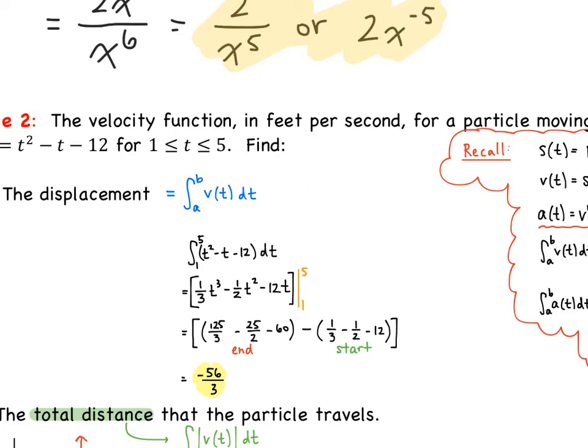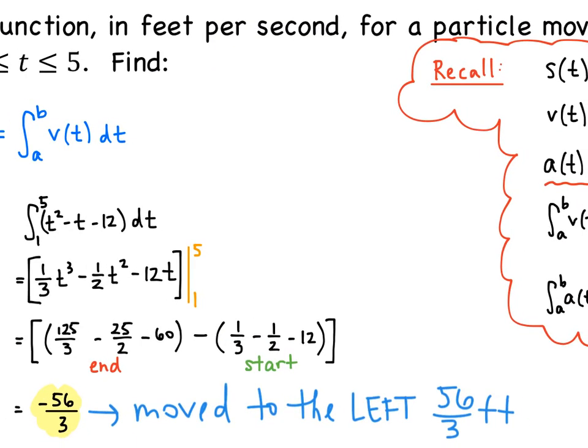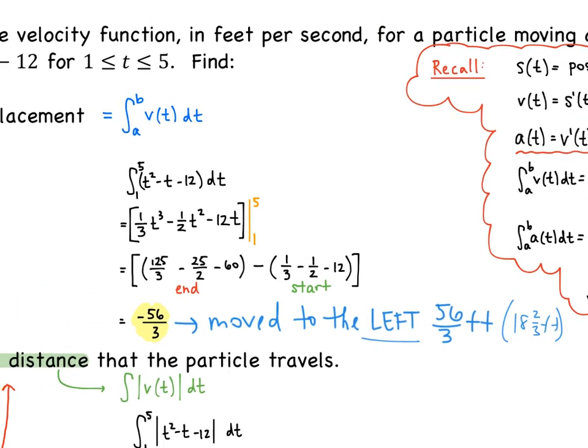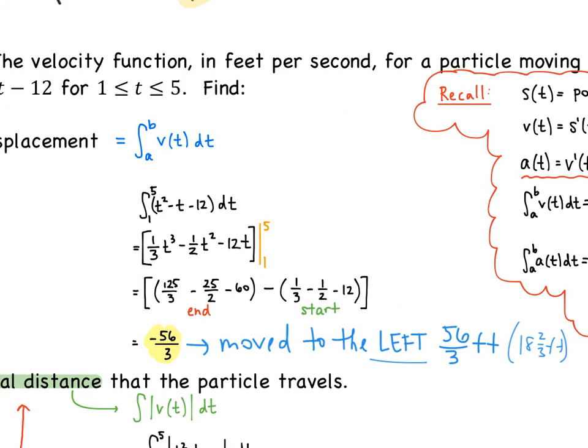So what does that tell us? What that tells us is that we moved to the left 56/3 feet, or we can think of it as 18 2/3 feet. All right, so we moved left. That's what that is telling us.